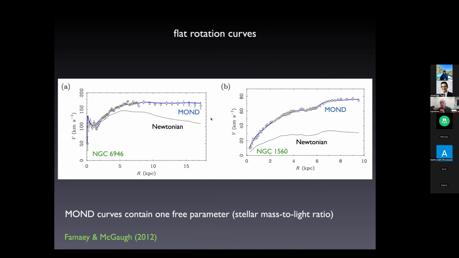And finally, MOND predicted in detail the behavior of the rotation curves of galaxies. This is again a plot of the observed rotation curves of a couple of galaxies. The MOND predictions have one free parameter, which is basically the stellar mass ratio. And in these cases, MOND can do an excellent job of fitting the rotation curve.